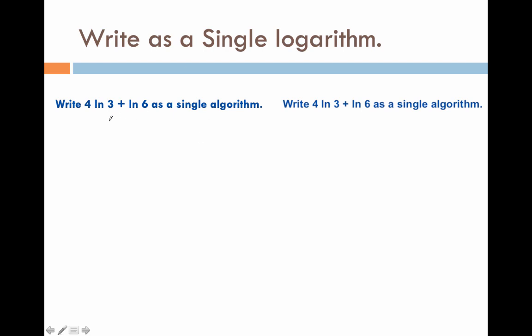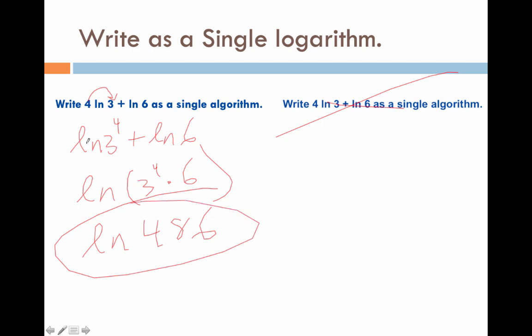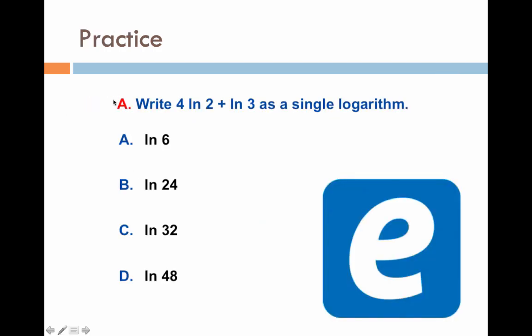So if I was to write these as a single logarithm, I would put the 3 to the fourth up there, and I'd have ln of 3 to the fourth plus ln of 6, which would be ln of 3 to the fourth times 6. I would actually have to grab my calculator and do 81 times 6 and get 486. This would be ln of 486. So we can put them together just like this. All of the same rules apply for natural logs as for common logs.